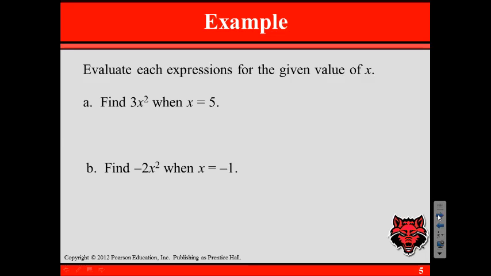Now that we've reviewed simplifying exponential expressions, let's evaluate some algebraic expressions that contain exponents when we are given a value for x. First, let's find 3x squared when x equals 5. So we replace x with 5. And remember, 5 here is the only number taken to the 2nd power. So the 3 should not be a repeated factor. This will become 3 times 5 times 5, which will simplify to 75.